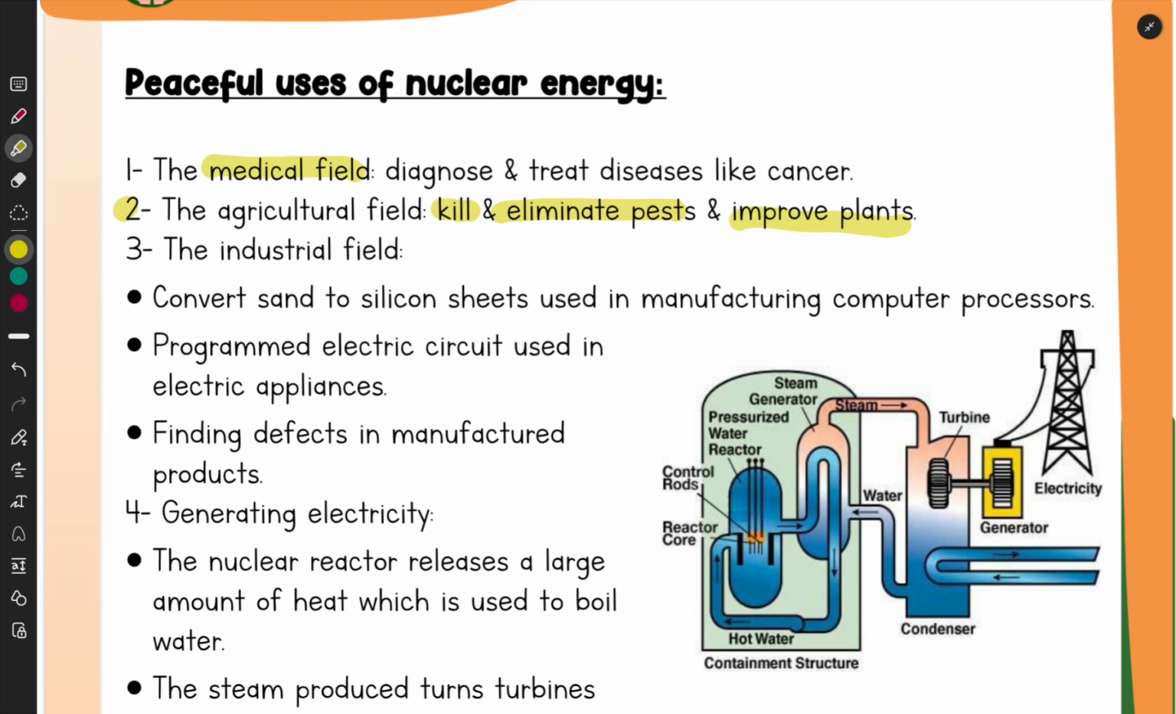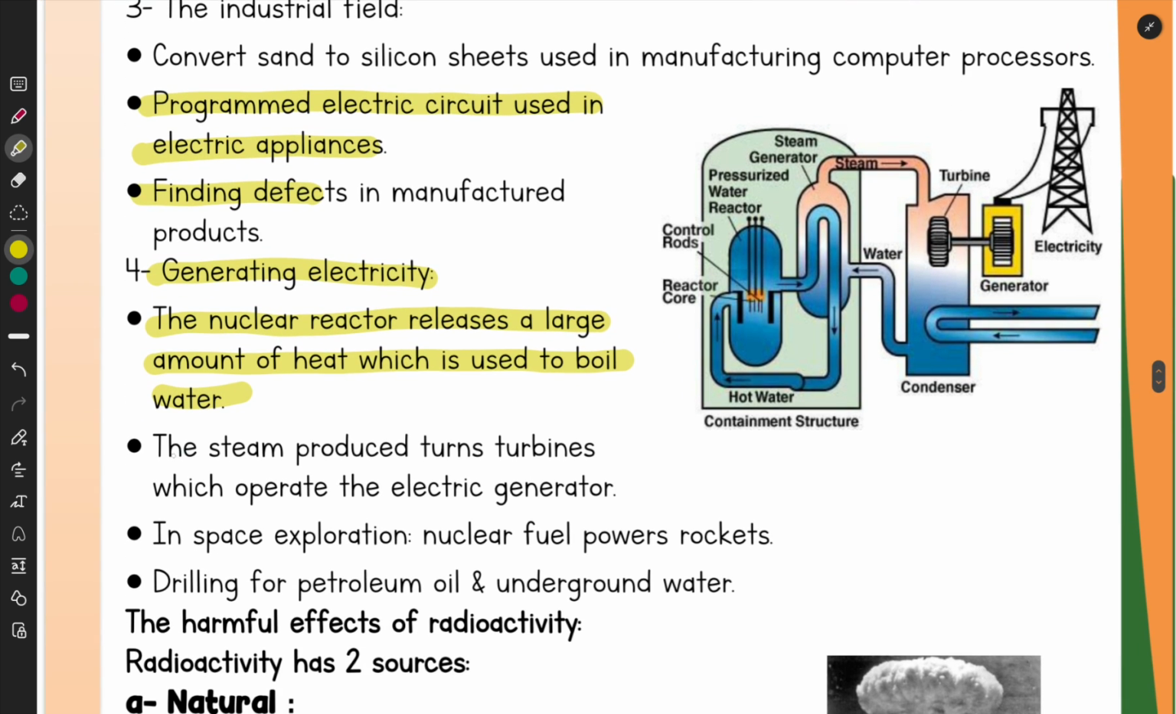Number 3, the industrial field, like converting sand to silicon sheets used in manufacturing computer processors and programmed electric circuits used in electric appliances, finding defects in manufactured products, or generating electricity, where the nuclear reactor releases a large amount of heat which is used to boil water, and the steam produced turns turbines which operate the electric generator.